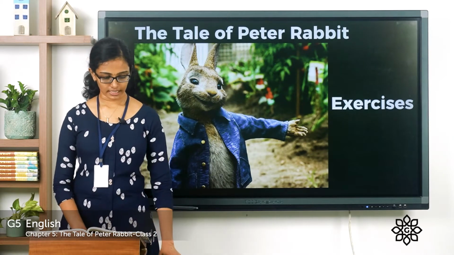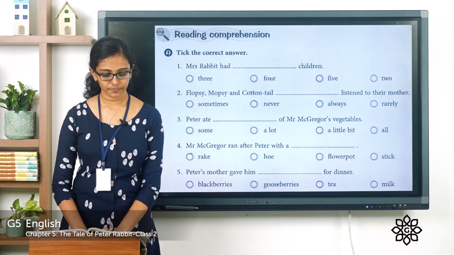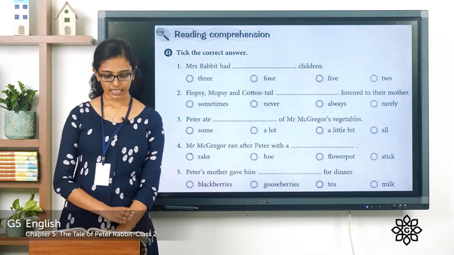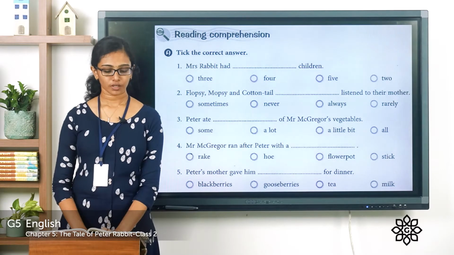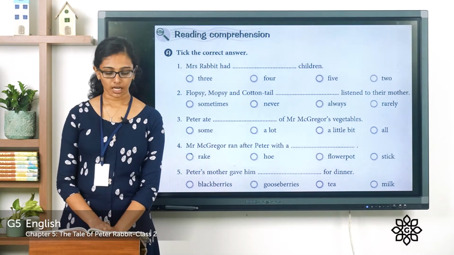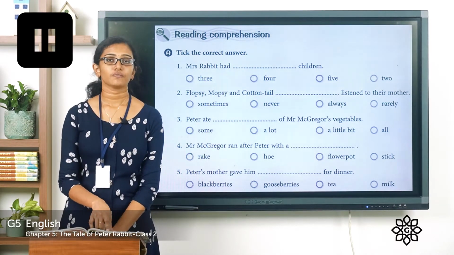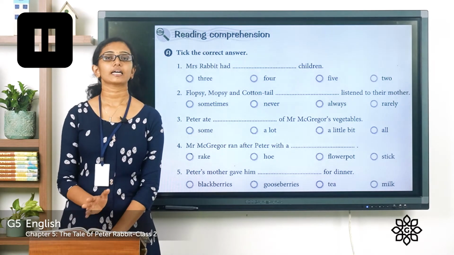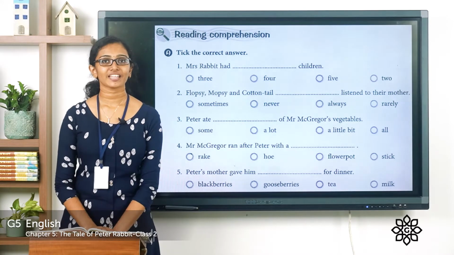The first set of exercise is a reading comprehension. You have to take the correct answer, and for each question, there are choices given there. We can do this as an activity now. Find out the correct choice. First pause the video, find out or tick the correct choice there and come back. Hope you are done with that activity.